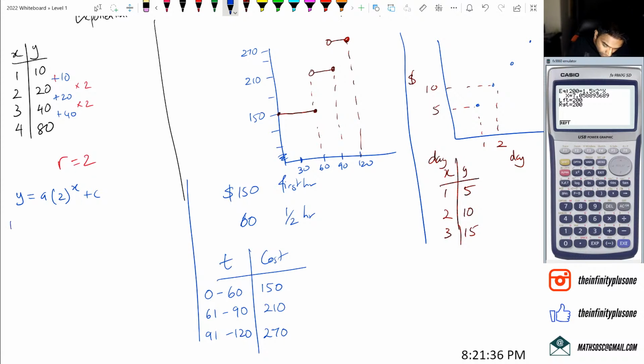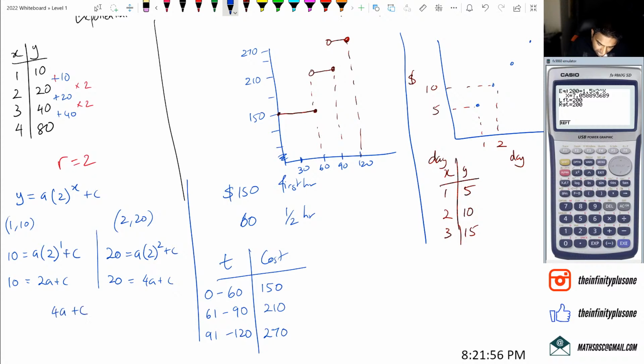And I'm going to take down the point (1, 10), and I'm going to take (2, 20). So I've got 10 equals a times 2 to the power of 1 plus c. And on this side, I've got 20 equals a times 2 to the power of 2 plus c. So I've got 10 equals 2a plus c, 20 equals 4a plus c. I'm going to stack them on top of each other, and I'm going to subtract.